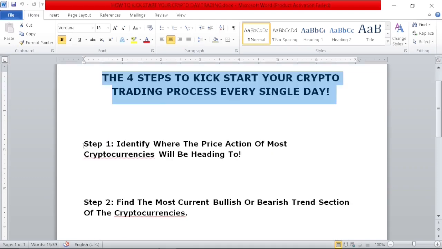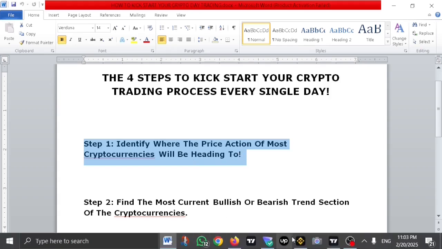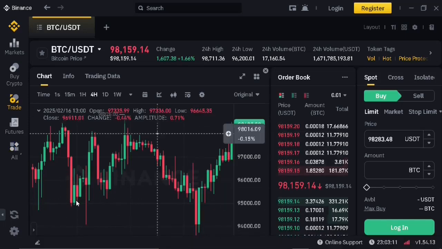With that, the first step to kickstart your crypto trading process is to identify where the price action of most cryptocurrencies will be heading to. And one of the best tools you can absolutely use to be 70% sure of where the price action of most cryptocurrencies will be heading to is the candlestick price chart data of the BTC USDT cryptocurrency.